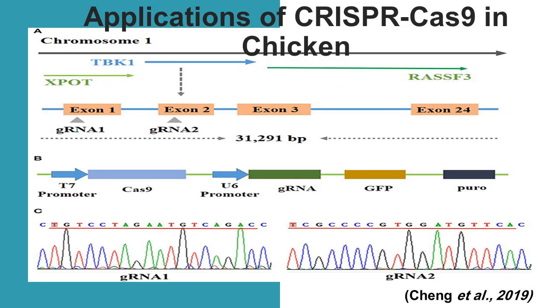The first application we will talk about in chicken is TANK-binding kinase. TANK-binding kinase is an enzyme with kinase activity. Scientists noticed that the gene related to this enzyme limits the mutation rate. By using an effective gene knockout system in chicken embryonic fibroblasts, they obtained new cell lines with an increased rate of mutation.